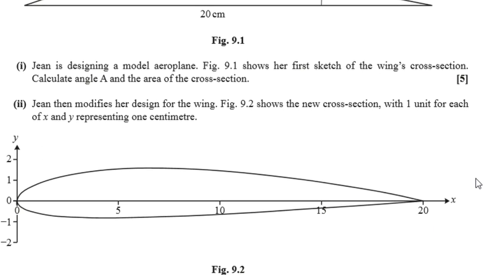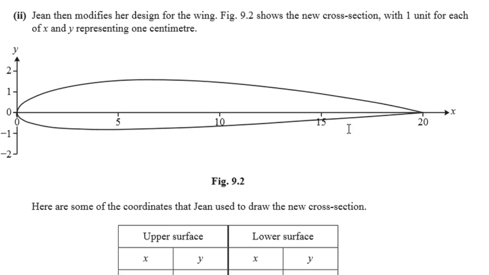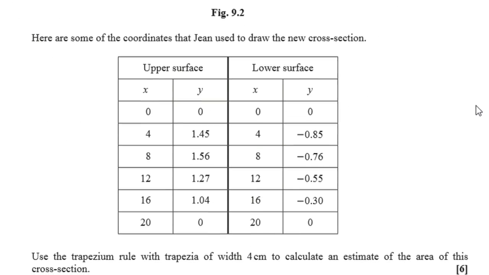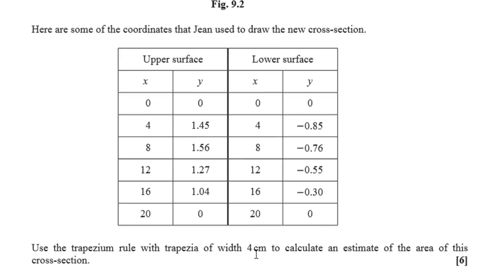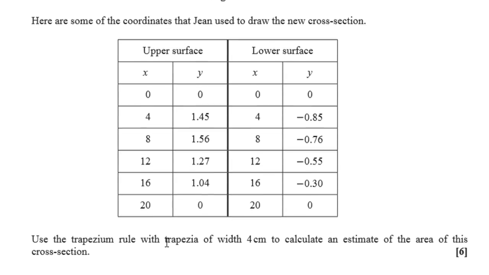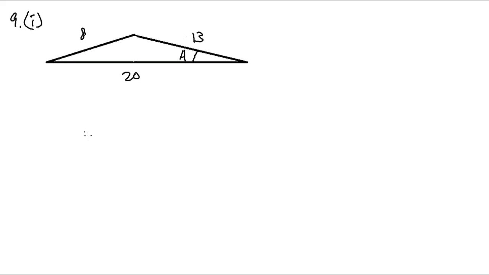For every unit of x and y, it represents 1 centimeter. And you need to use the trapezium rule with width of 4 centimeters to calculate an estimated area of this cross section. So in this question we need to find A and the area. Since we have 3 different sides, we can use the cosine rule.